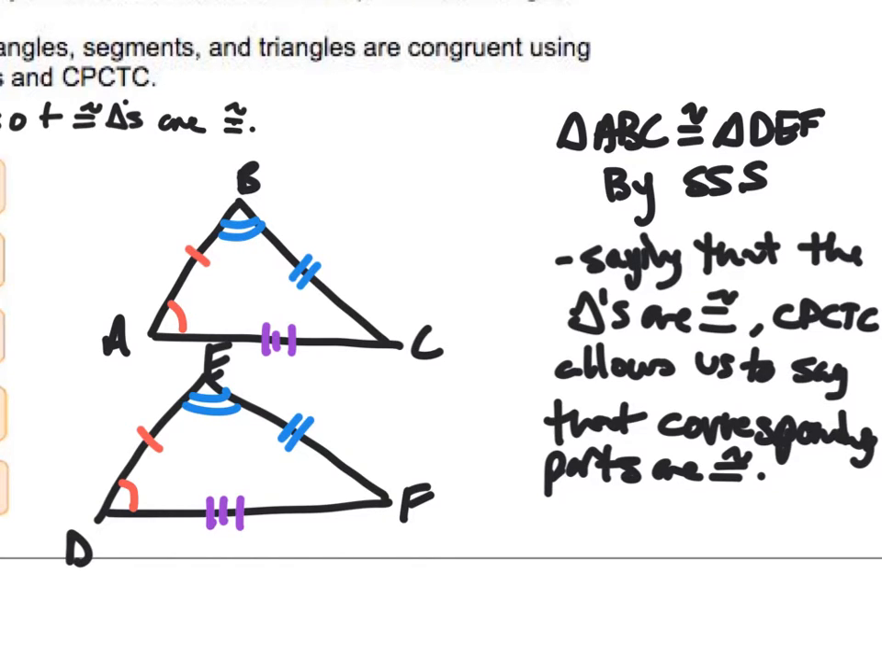So I can say that angle A is congruent to angle D, angle B is congruent to angle E, and angle C is congruent to angle F. So that's what CPCTC allows me to do. It allows us to say that now that I know that the triangles are congruent, I can then conclude that all of the corresponding sides and angles are congruent. And that's the idea.